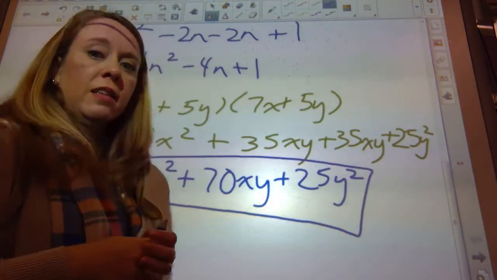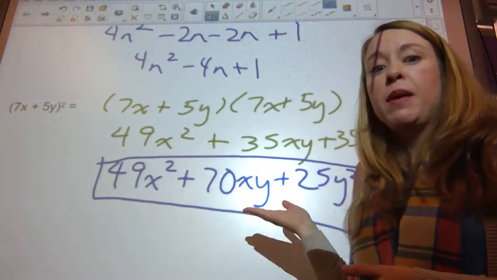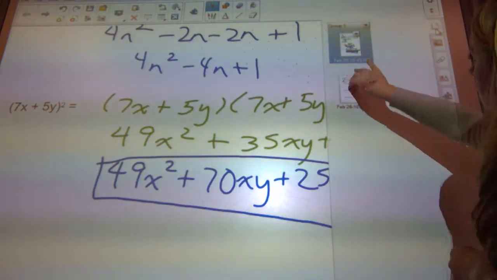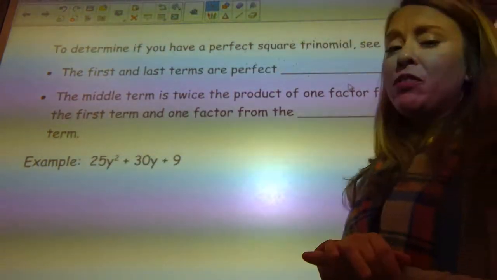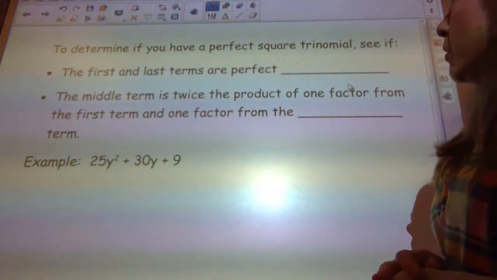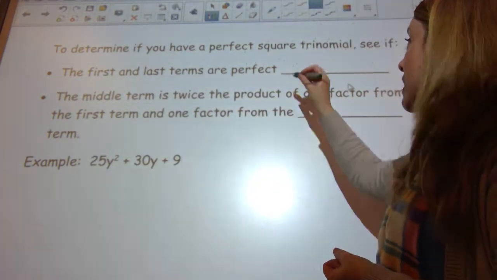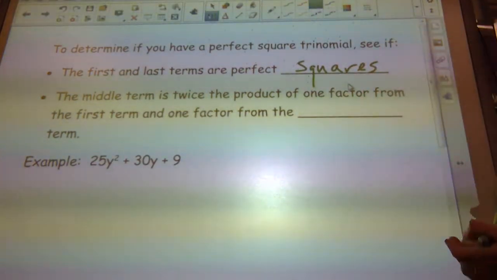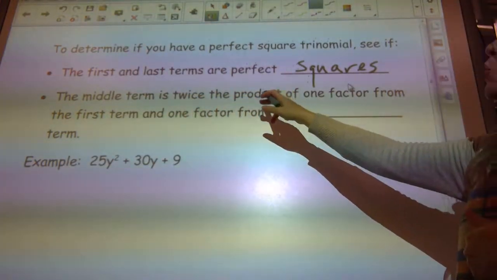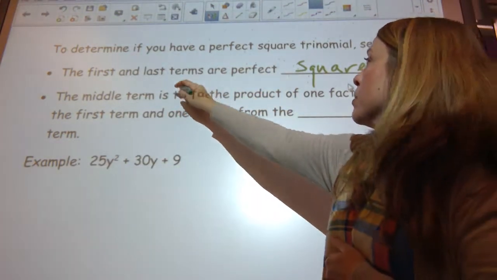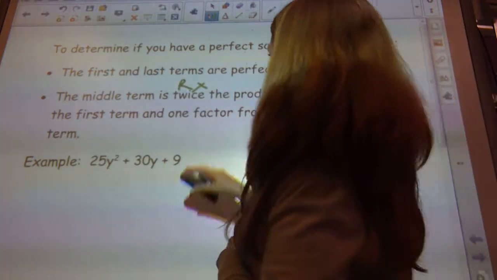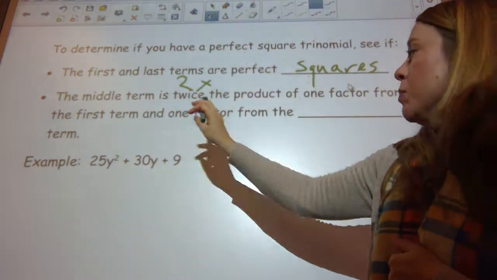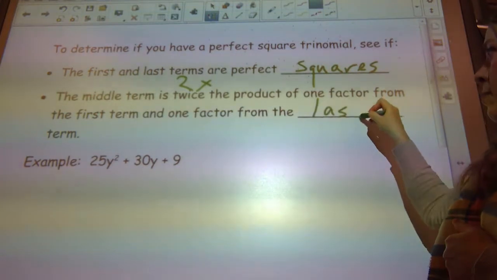So once we know that's what happens, if we can identify these, it makes it much easier to factor a trinomial. So let's look at that now. So to determine if you have a perfect square trinomial, see if your first and your last terms are perfect squares. That's your first clue. Okay, also your middle term needs to be 2 times, that's what twice means, the product of one factor from the first term and one factor from the last term. Okay, so let's look at this.